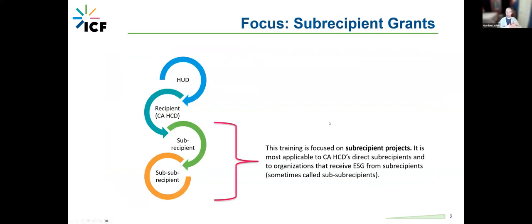As always, while ESG does cascade down from HUD through its direct recipient HCD and down to the subrecipient and sub-subrecipient levels, this training is focused primarily on subrecipient projects. It's most applicable to HCD's direct subrecipients and organizations that receive ESG from them, sometimes called sub-subs or sub-subrecipients or sub-grantees or any of the many potpourri of words that we use for that.